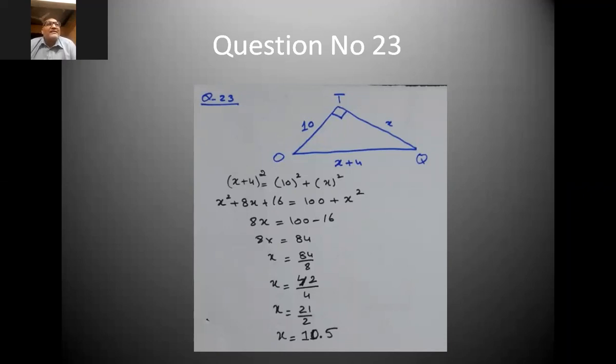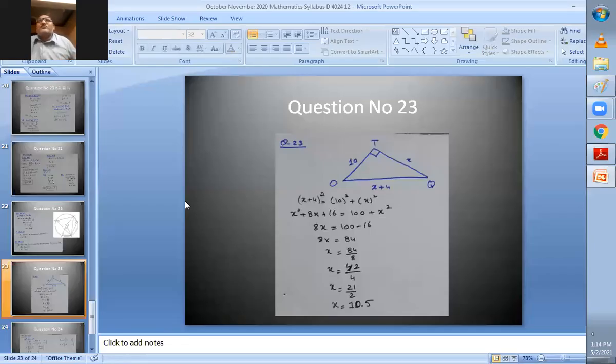You can cancel them with 2. So you are left with X equals 42 divided by 4. Again, you can cancel with 2. So X equals 21 by 2. 21 divided by 2 is 10.5. So the value of X is 10.5. It's a 4-mark question, application of Pythagoras and the circle properties. They combine both concepts and made a new question. Hopefully you have understood this question 23 that is on your screen. So let's move to the next question.